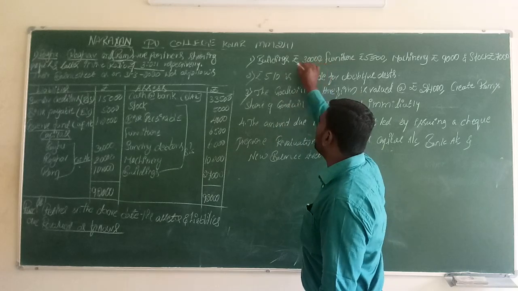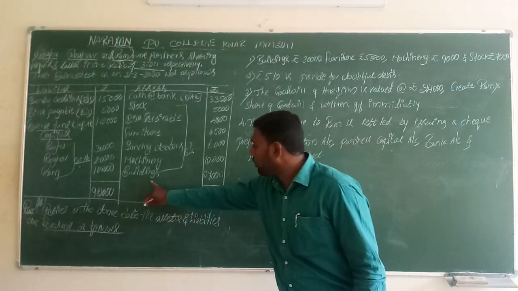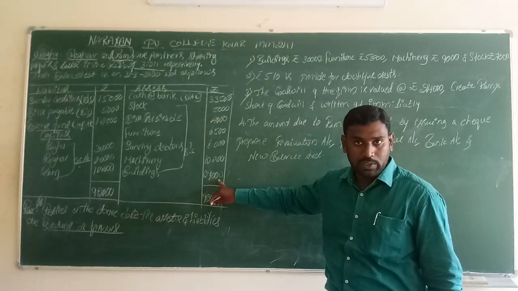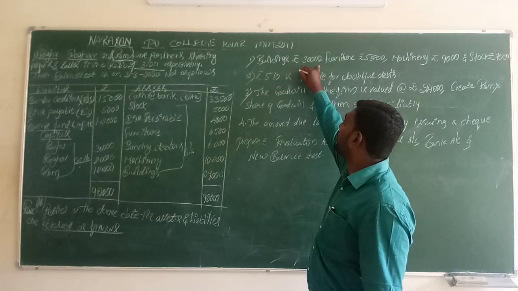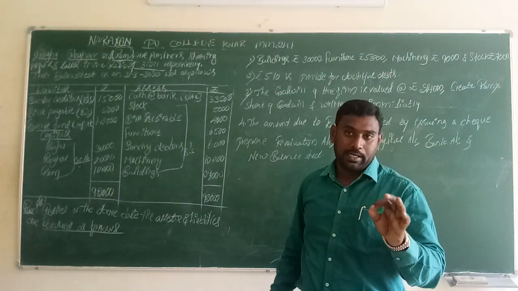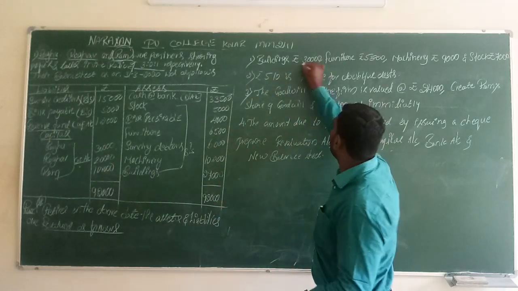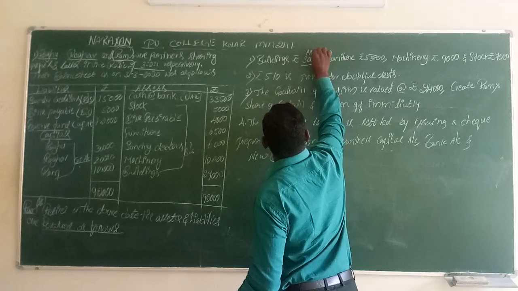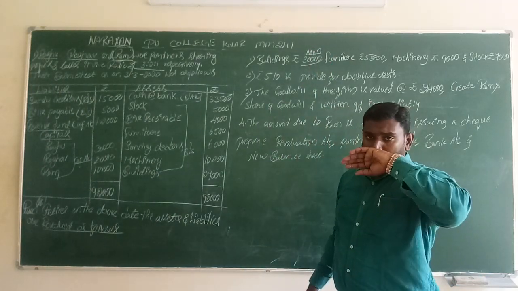Number one, asset buildings are rupees 30,000. Already we have the value of buildings as 27,000. After retirement of a particular person, the value of buildings is rupees 30,000. Just assume whether it is an increase or decrease. 27 is there, 30 is there. That means an increase. An increase is nothing but appreciation. How much is the increase? 30 minus 27.